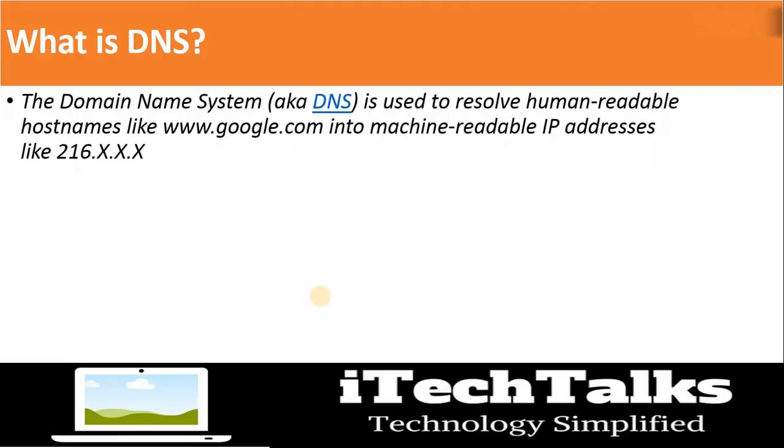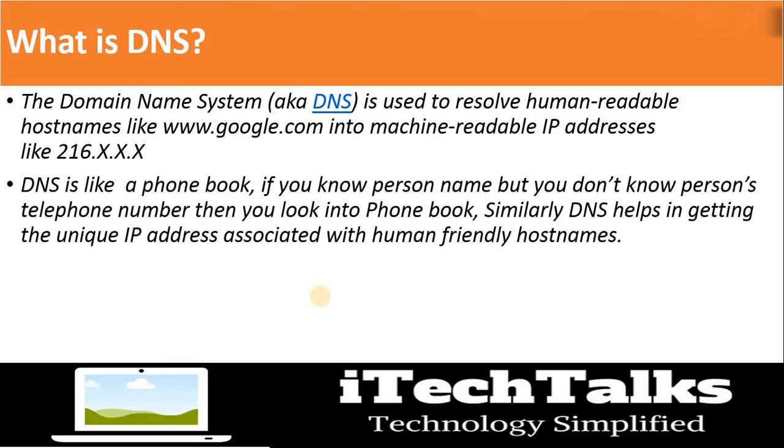So what is DNS? DNS stands for Domain Name System and is used to resolve human readable host names like www.google.com into machine understanding IP addresses. It's basically like a translating service which translates human friendly URLs into internet understanding IP addresses, to put it in a simpler way. It is also like a phone book, wherein if you know a person's name and you're looking for his telephone number, you'll have to search in the phone book. Similarly, DNS would help in getting the unique IP addresses associated with those human readable host names.